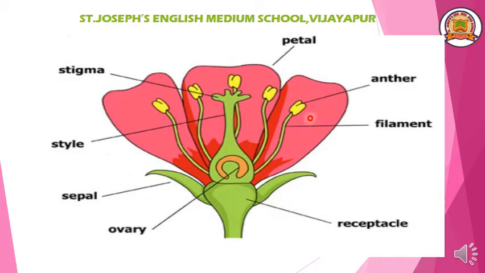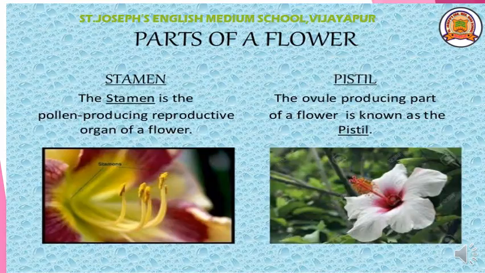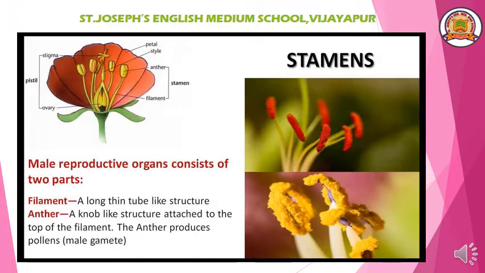You can see stigma, style, ovary and ovule. All these are the female part of the flower, whereas anther and filament are called the male part, that is stamen. Stigma, style, ovary and ovule are the pistil, meaning the female part of the flower.